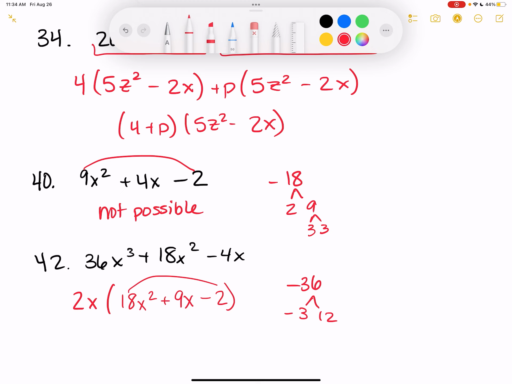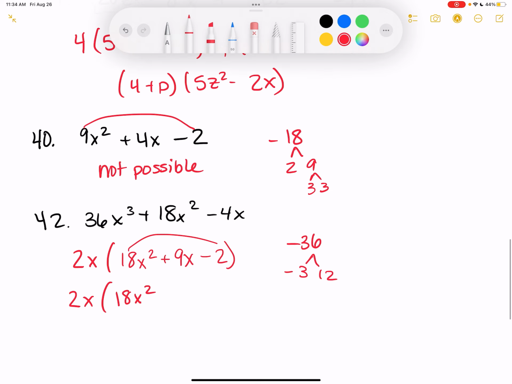Okay, so then we keep the 2x outside. 18x squared plus 12x minus 3x minus 2. That's fine. Now what? Then we take out the big thing. Gotta combine that term, don't we? Well, that's just going to give me that again. Don't we need to take something out, do something else to factor it first?